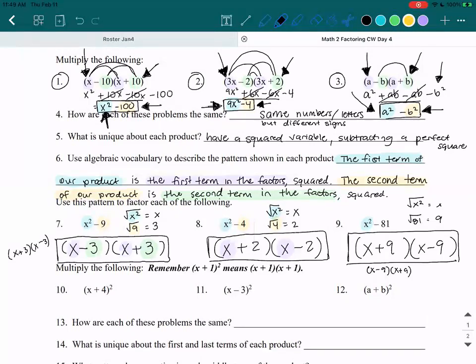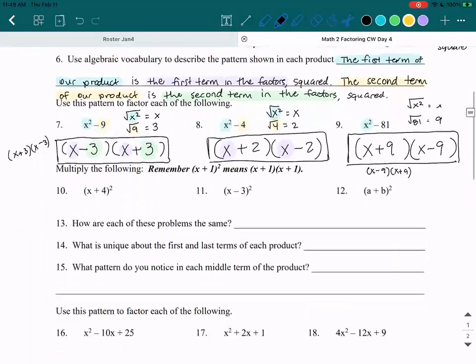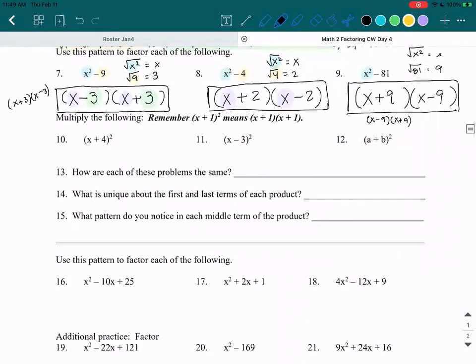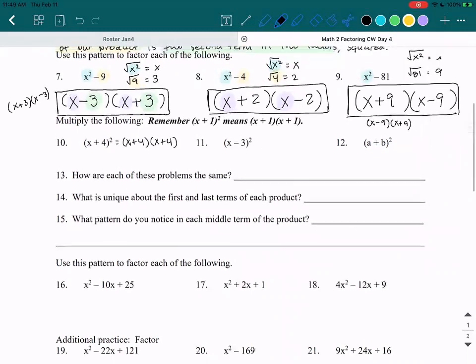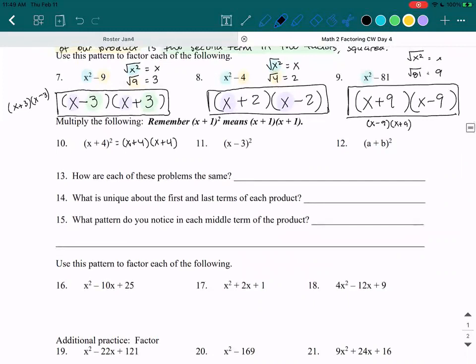Okay, so then for the next section, we have to multiply the following. Remember, x plus 1 squared means x plus 1 times itself. So we have for 10, 11, and 12, it's all a factor that's being multiplied to itself. So I'm just going to rewrite this so that we can see it better. So that when we're foiling it, you know like what's the first, what's the outer, what's the inner, what's the last. And so let's do the FOIL method.